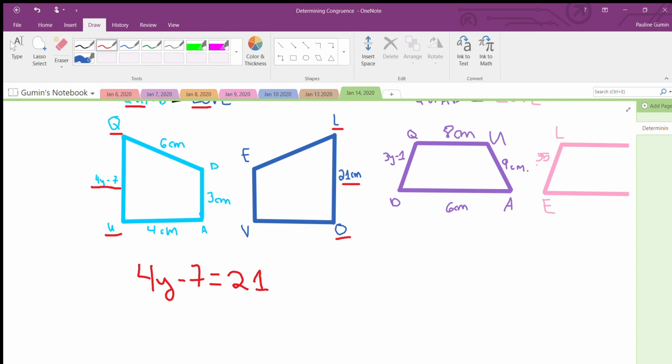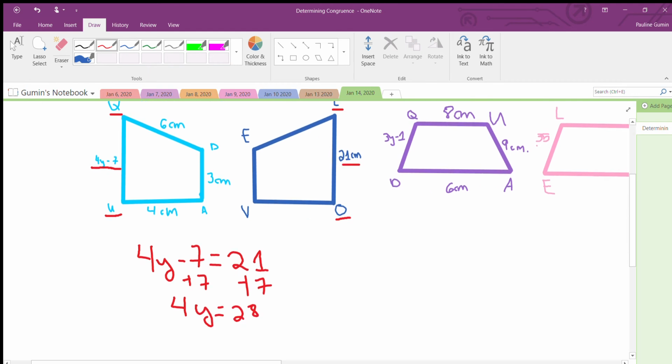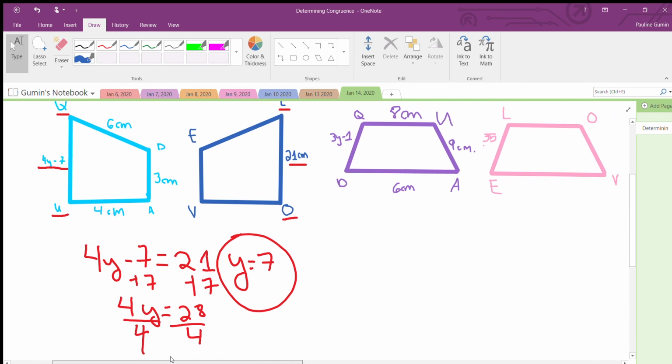Let's solve for y. Let's add 7. 4y equals 28. And of course, let's finish by doing some division. In this problem, y equals 7. Oh, that was a bad circle. Let's try that again. y equals 7. And you're probably thinking that wasn't that bad. And you're right. It really isn't at this point.